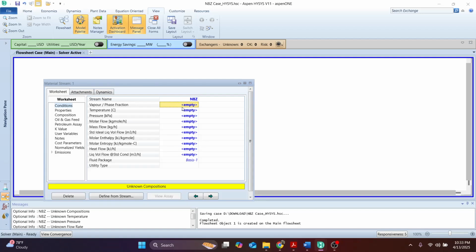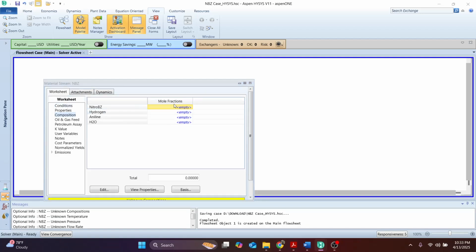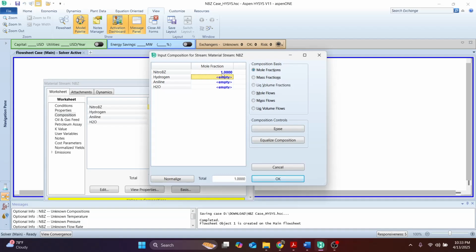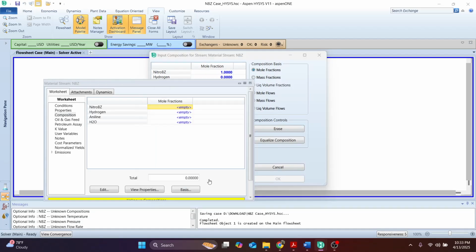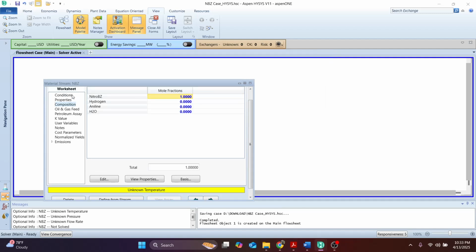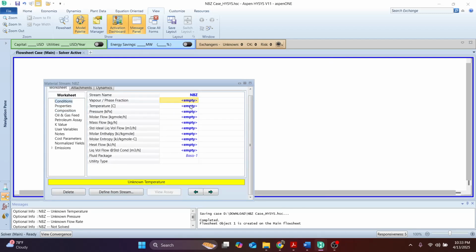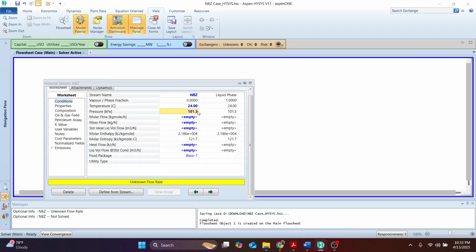Name it NBZ first. The mole fraction is 1, since this is only NBZ. Then 1000. The condition is 24, the initial condition, and it's only 1 atm.